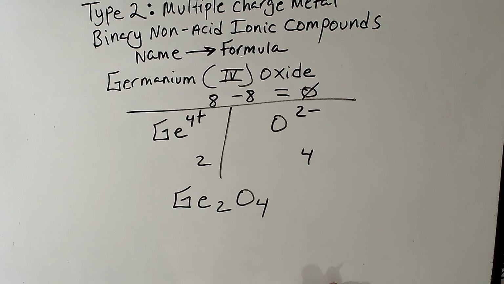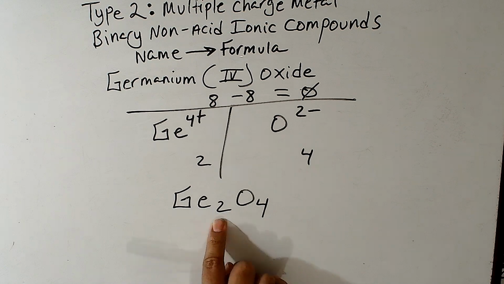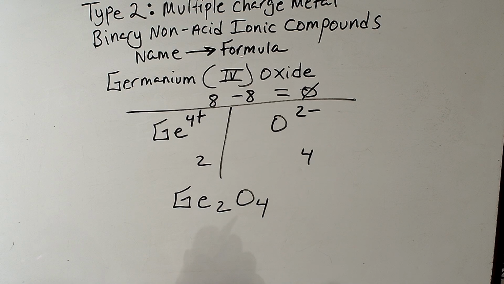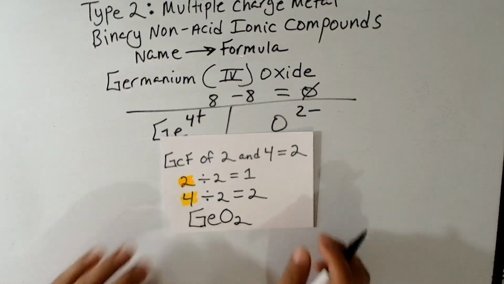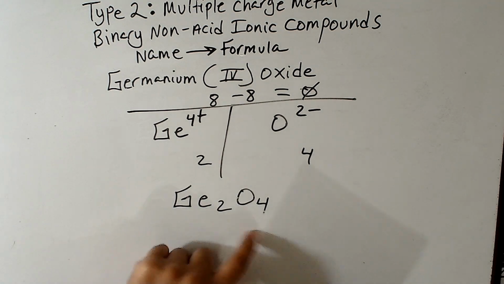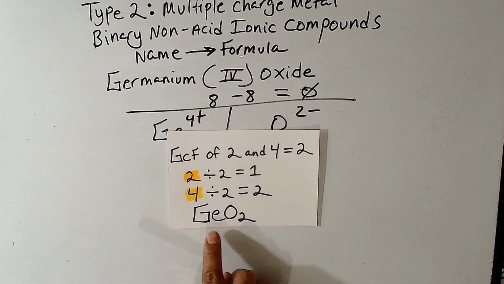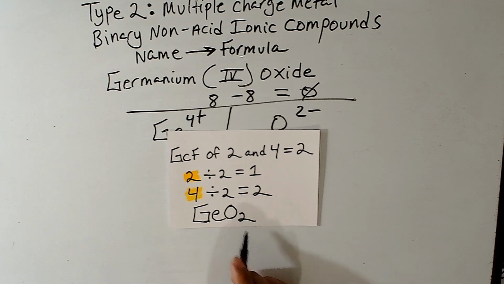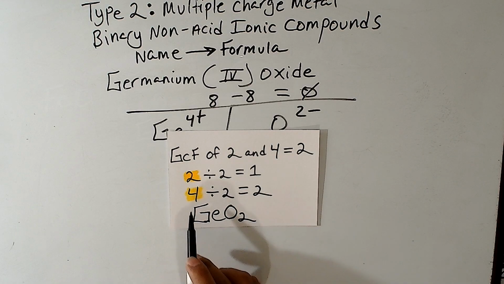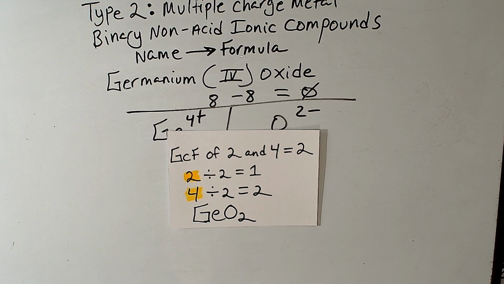Right here, I'm still not done. Why? Because if all subscripts have a common factor greater than 1, you have to divide all subscripts by the greatest common factor to obtain the lowest whole number ratio. So once you divide the 2 and the 4 by the greatest common factor, which is 2, you're going to get this right here. And that is going to be your answer. 2 divided by 2 gives you 1. 4 divided by 2 gives you 2. So that is your answer.